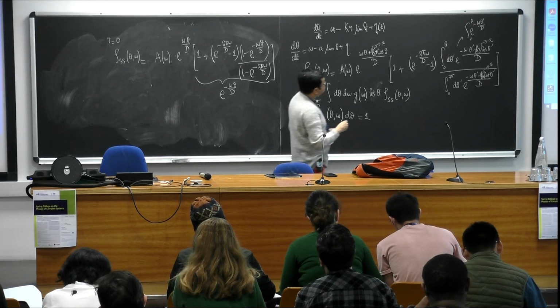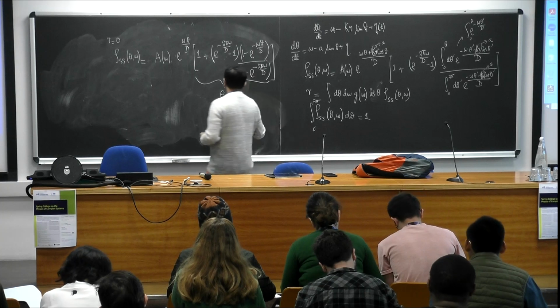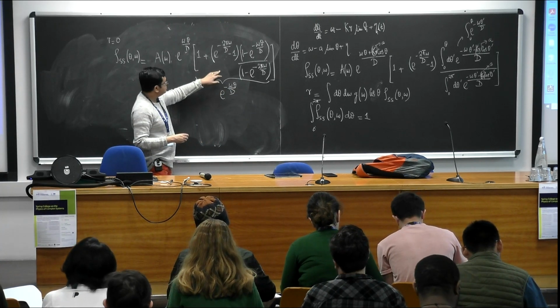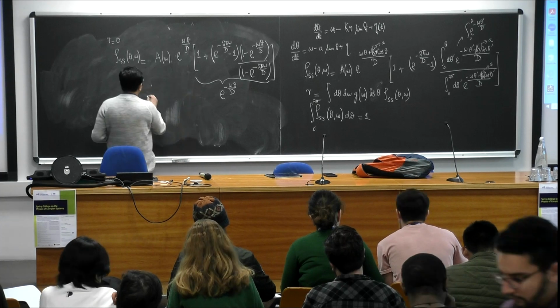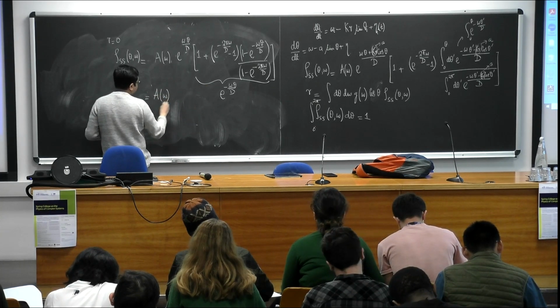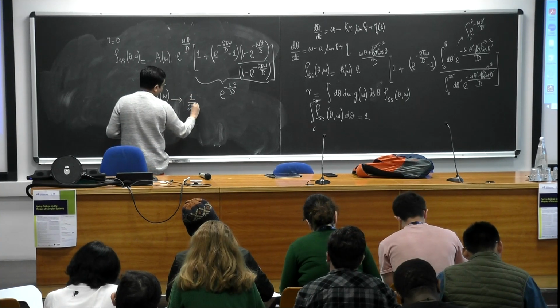Somehow I messed up something. No, it's okay. Fine. So therefore, if you combine these two, this will cancel with that. So you just get a constant, which you fix by normalization. So you get this is equal to 2 pi.